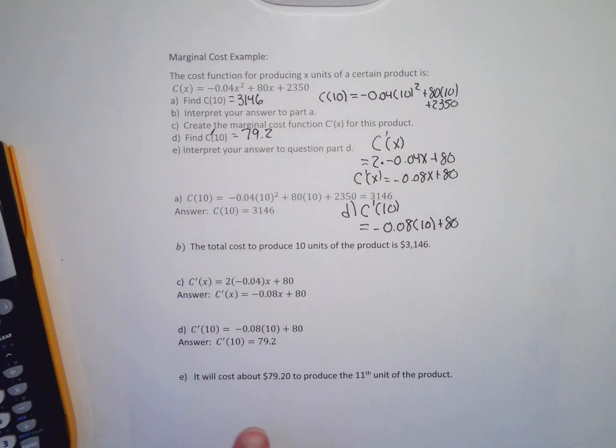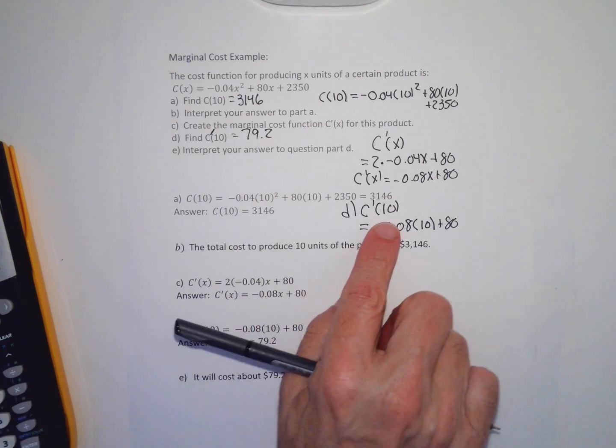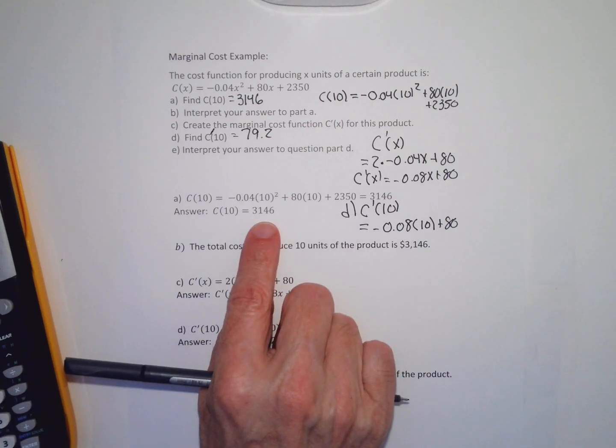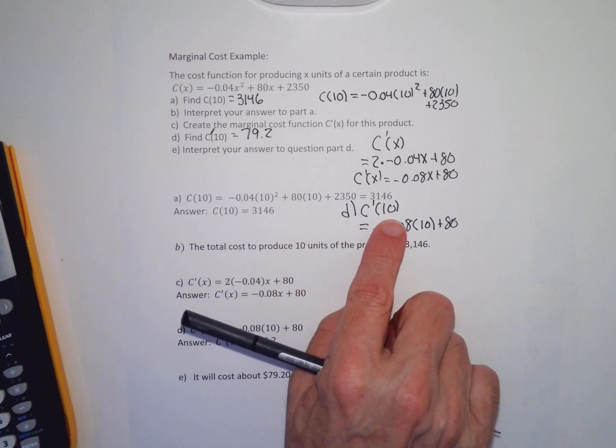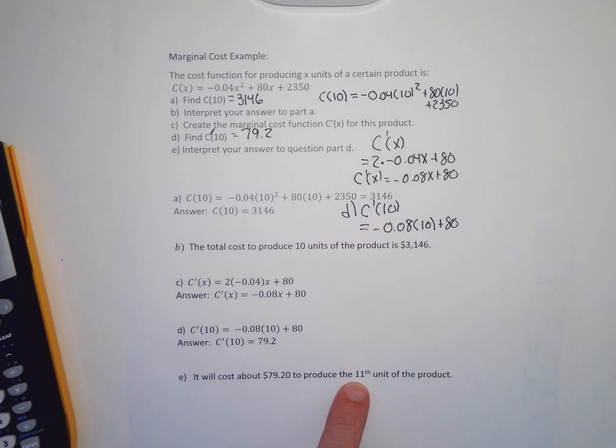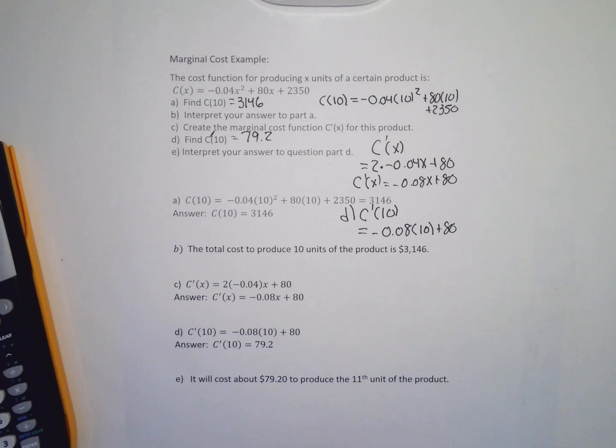And if I interpret, the marginal cost gives me not the total cost of producing 10. The total cost of producing 10 of whatever these are is $3,146. It gives me the cost of producing one more item, and that one more item would be the 11th unit. So this $79.20 represents the cost of $79.20 to produce the 11th unit of whatever product this is.